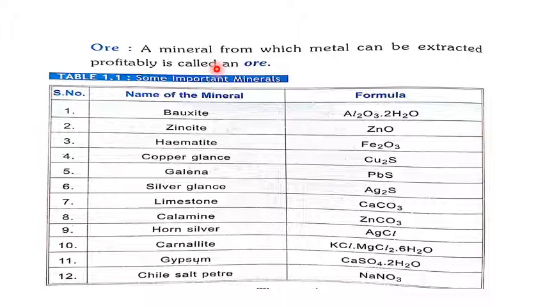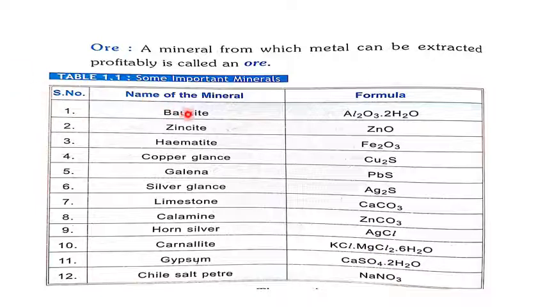Okay, now a table is also given. We take three columns: serial number, name of the mineral, formula. Okay, bauxite, all these are the ores of metals. That means from these minerals, metal is extracted profitably. So all these are the ores of metals.